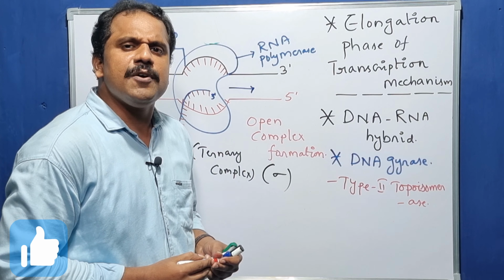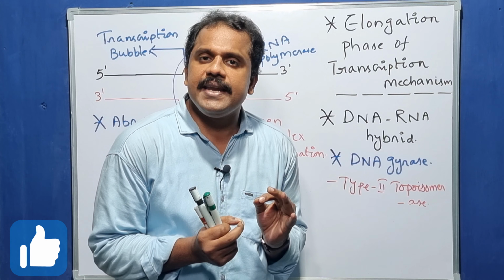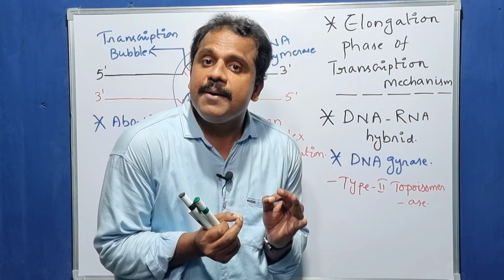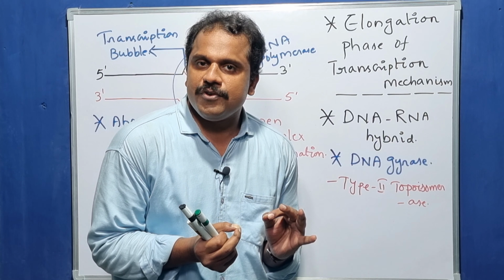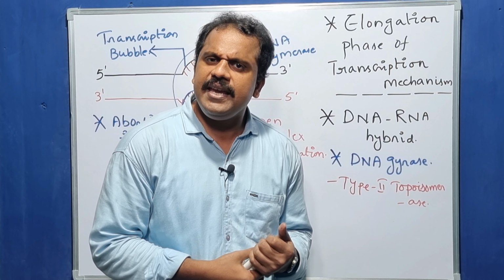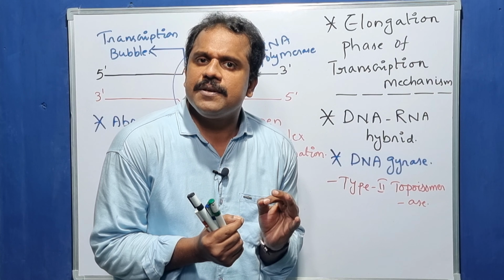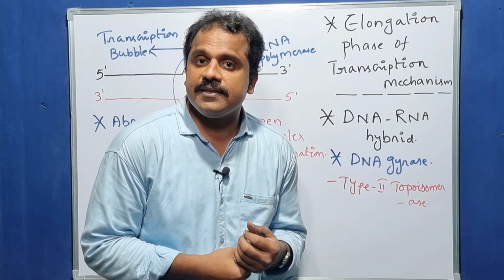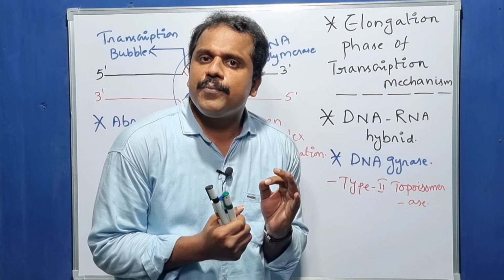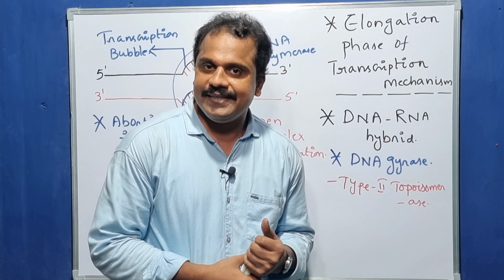By taking advantage of type 2 topoisomerase, the transcription process is capable of removing the positive supercoiling which is induced by the RNA polymerase enzyme. In addition to the topoisomerase activity, the transcription process possesses a specific protective mechanism, and it is nothing but what? Proofreading mechanism.